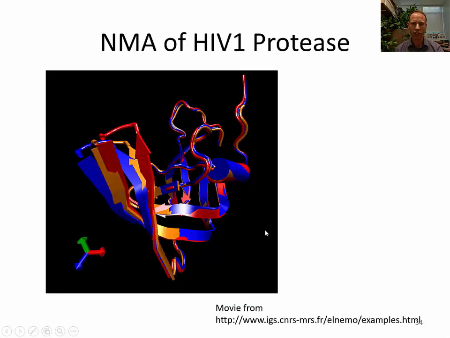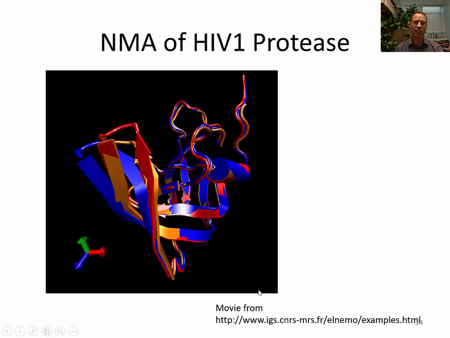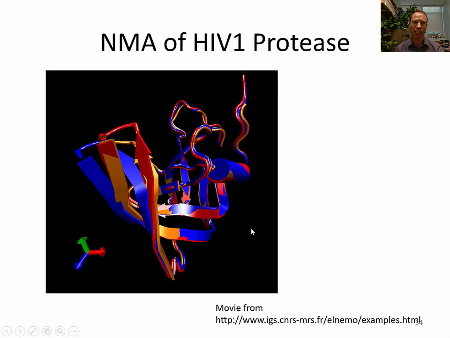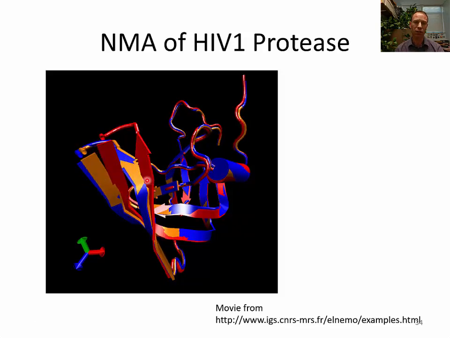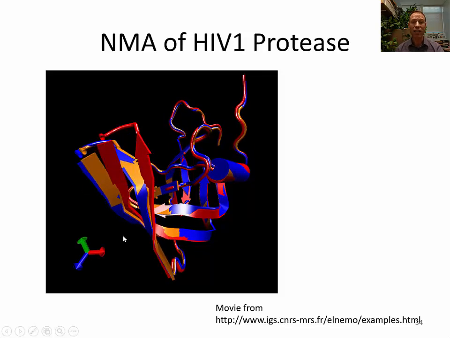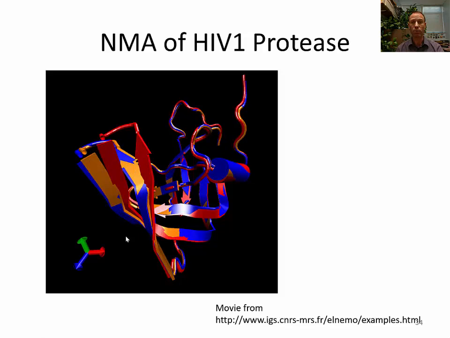So here's an animation which I've taken from a website which illustrates the normal mode for one of the monomers in HIV-1 protease. So you can see this flap is moving from one configuration to another configuration, and this is actually opening and closing the active site of the enzyme. So these normal modes can give insight into the function of various proteins.